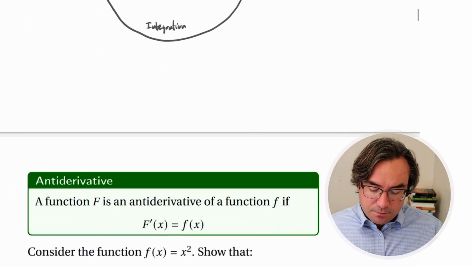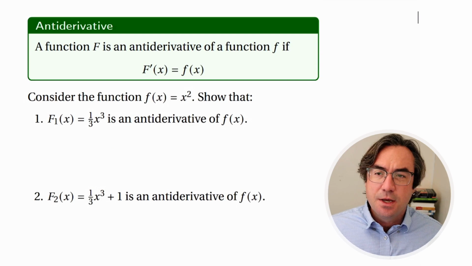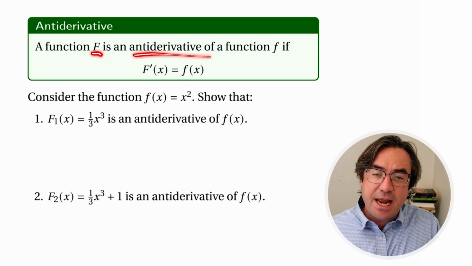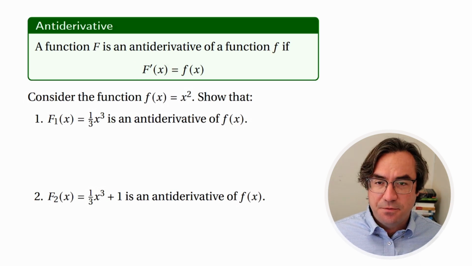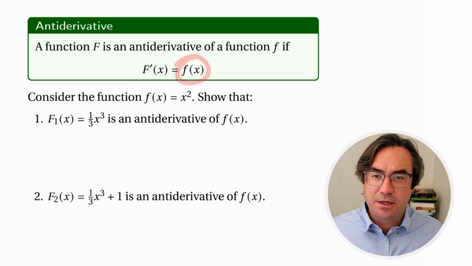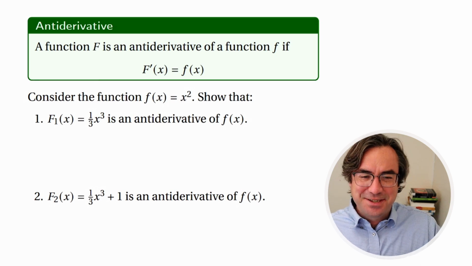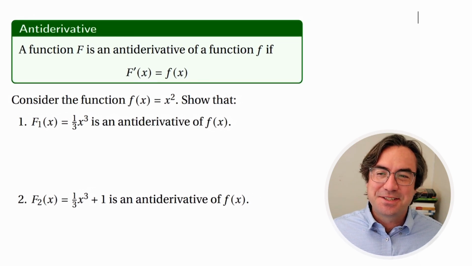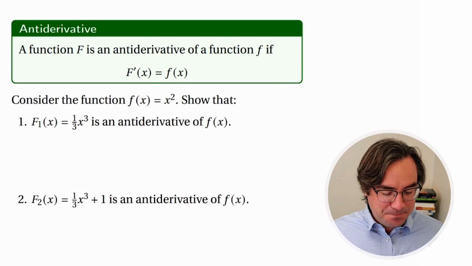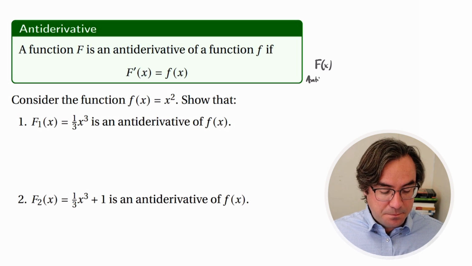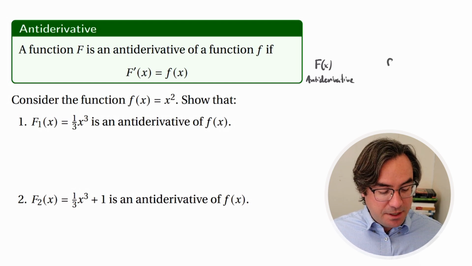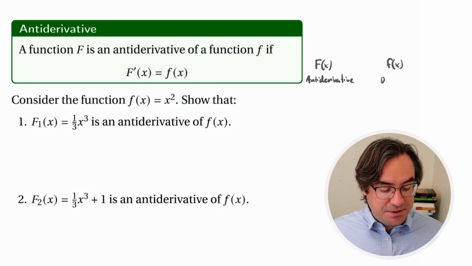All right, so let's introduce a little bit of terminology. We say that a function capital F is an antiderivative of function little f if the derivative of capital F is equal to little f. There's a lot of different functions going on here, so let's do a little diagram to keep track of these. We're going to have a function capital F, and we're going to call this the antiderivative. And then we're going to have another function, little f, and we're going to consider this the derivative.